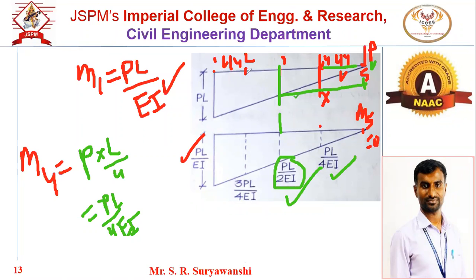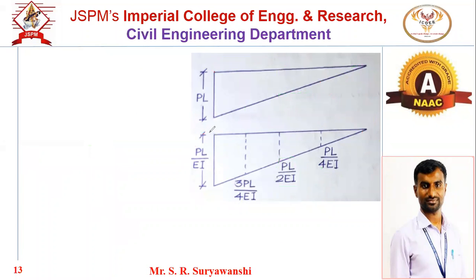Similarly for node 2, the force will be the same, but the distance will change. Now tell me, what is the total distance from node 2 to the free end? Yes, thrice of L by 4, correct. 3 into L by 4, so we can say 3L by 4. And the moment will be P into 3L by 4, so that will be 3PL divided by 4, divided by EI. This is our M by EI diagram.